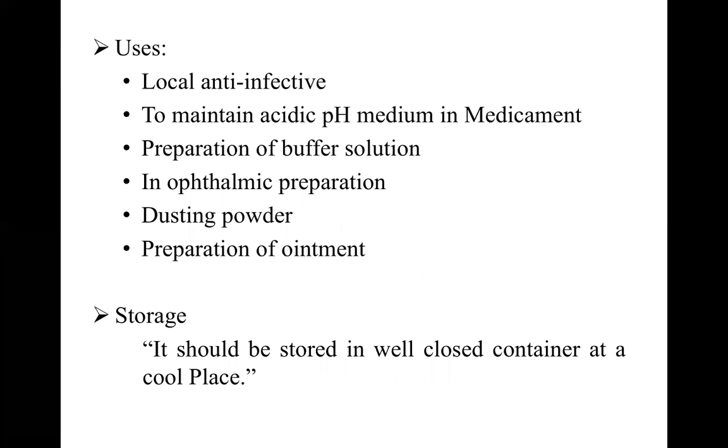Next are the various uses of boric acid. Boric acid is a local anti-infective. Second, it is used to maintain the acidic pH medium in medicaments. Third, it is used in the preparation of buffer solution, and it is also used in ophthalmic preparations. It is used as a dusting powder and also in the preparation of ointments. Storage: it should be stored in a well-closed container in a cool place. So these are the method of preparation, properties, uses, and storage of boric acid.